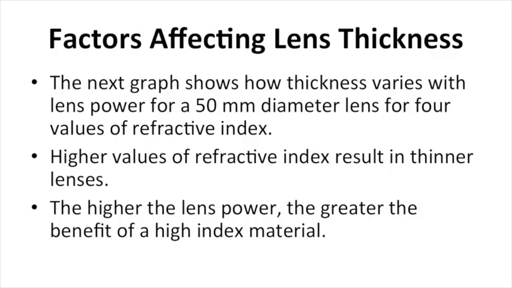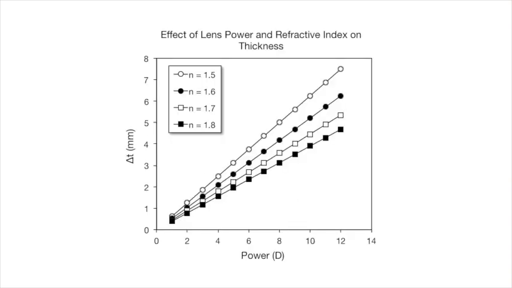So let's now think about how refractive index impacts lens thickness. Our next graph is going to show how thickness varies with lens power for a 50 millimeter diameter lens, but for 4 different values of refractive index. What you're going to see is that higher values of refractive index result in thinner lenses, and also that the higher the lens power, the greater the benefit of using a higher index material. So let's just look closely at these 4 lines.